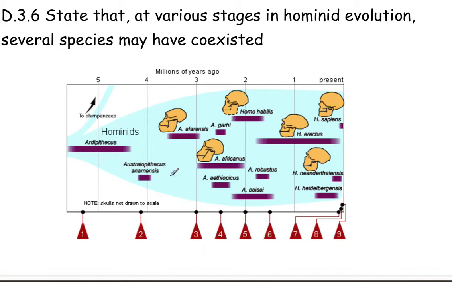Okay. D.3.6 state that at various stages in hominid evolution, several species may have coexisted. So here's just a general timeline showing some of the information from the previous page of when these fossils were known, or when these species were known to exist. So many of these did exist during the same time period. The Australopithecus species, although they do overlap for a little bit, since there are so few species, it's not likely that these two ever really interacted, although it's possible that they could have. But you do have more interaction with some of the later Homo species, specifically Homo sapiens and Homo neanderthalensis.